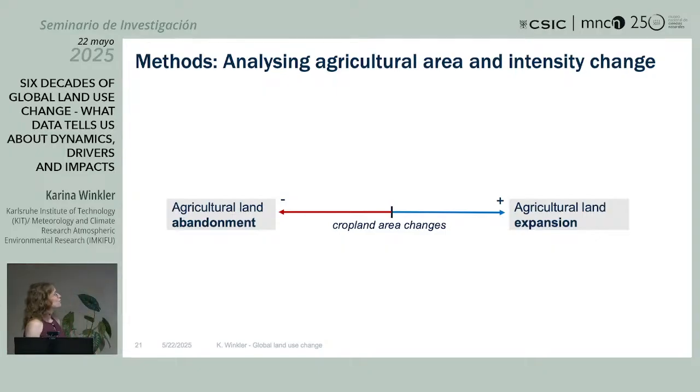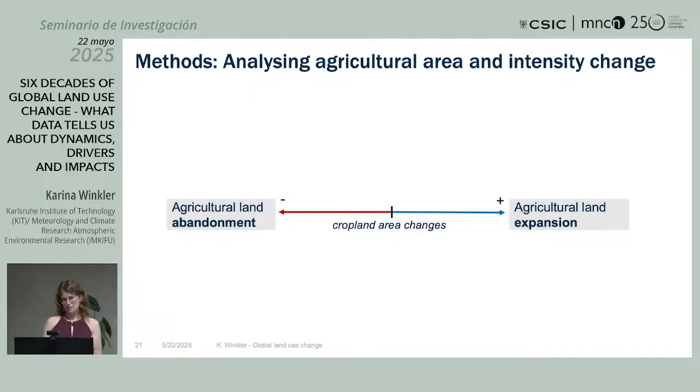And so when placing a country or a region on this axis of yield versus cropland area changes, we can, for example, be in a region where a yield increase occurred, but at the same time, cropland area has also expanded.